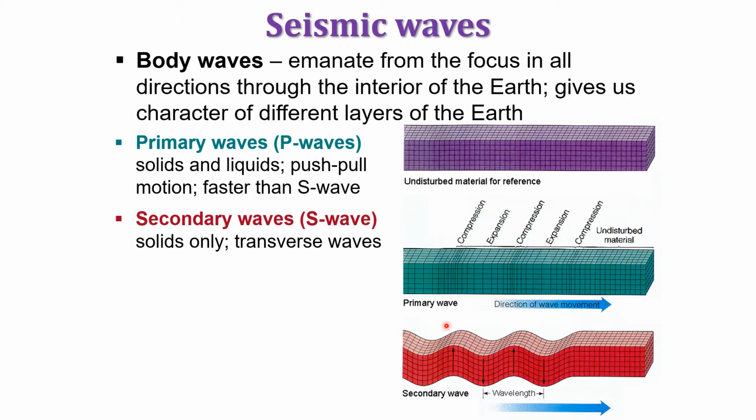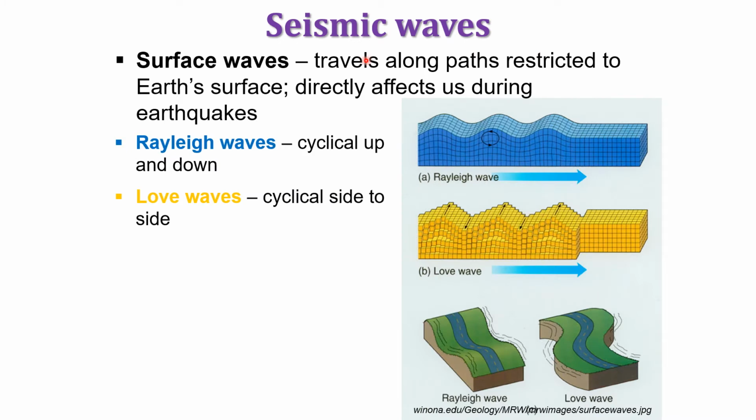So the other type of seismic wave is what we call the surface waves. Surface waves are the waves that travel along paths restricted to the Earth's surface. So if the body waves are the waves that can travel through the Earth's interior, the surface waves, sila yung mga waves na sa surface lang ng Earth nagta-travel. And these directly affect us during earthquakes. So yung mga waves na mainly nararamdaman natin kapag nag-earthquake ay mga surface waves. Surface waves are further divided into Rayleigh waves and Love waves.